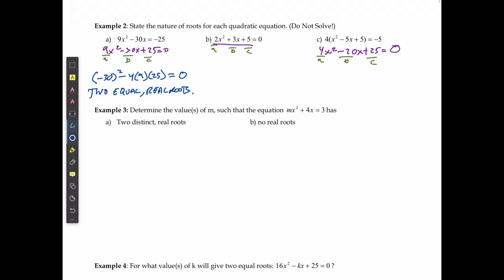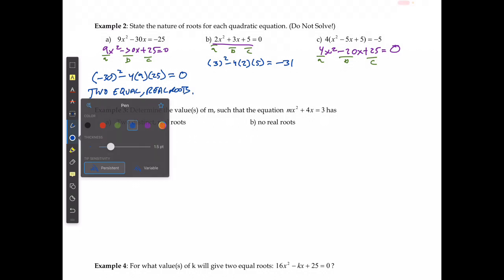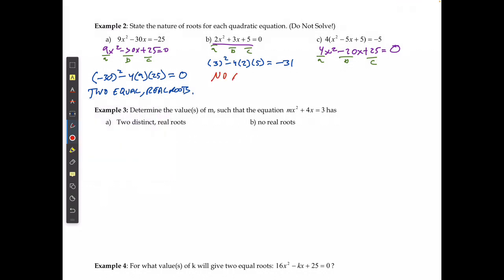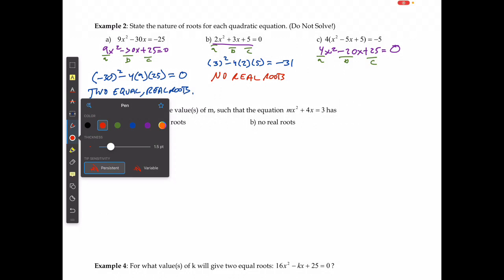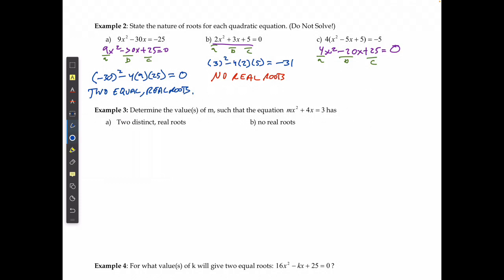In the second case, 3 squared minus 4 times 2 times 5 is going to give me negative 31. Because it's a negative number, there are no real roots. And for the last example, if I have negative 20 squared minus 4 times 25, this also actually adds up to 0. So I have, once again, 2 equal real roots.